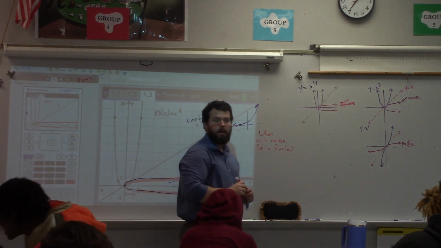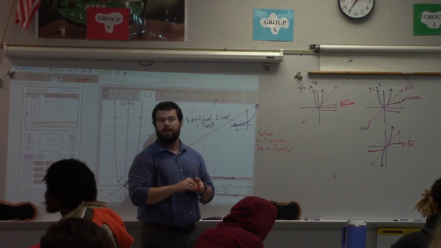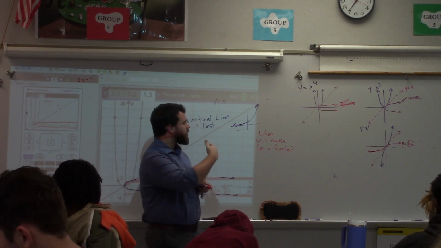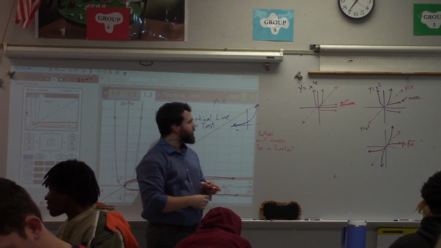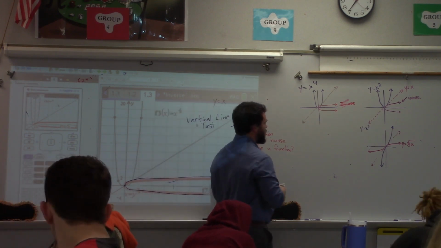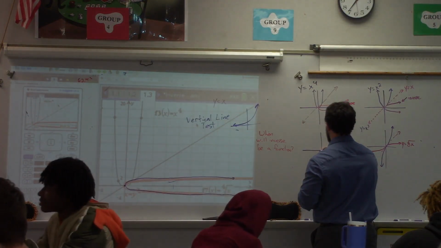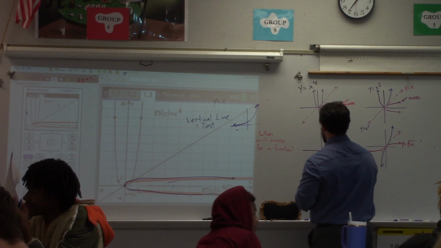Hey, I need the conversations to be about the math. Guys, Cassie, Ty, I need y'all thinking about this question. When will the inverse be a function? When it maps to one output.